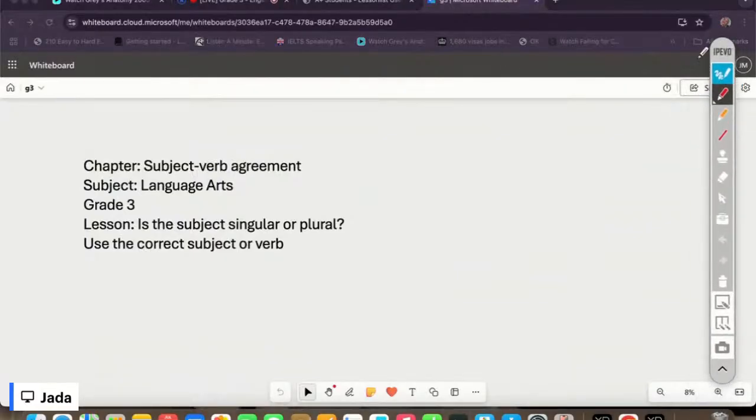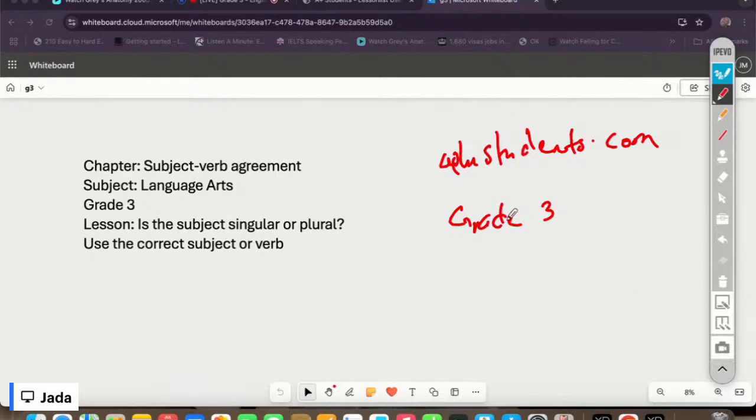Today we will have subject verb agreement. First, you have to log in using aplusstudent.com. Click on your name, move on to language at the grade 3, Chapter E subject verb agreement, Lesson B: Is the subject singular or plural? Use the correct subject or verb.